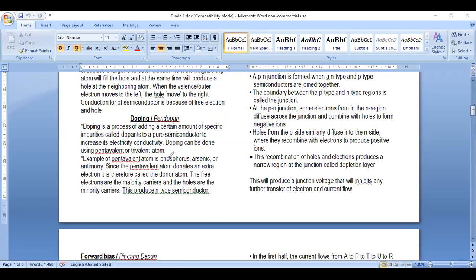When you talk about doping using a pentavalent atom, you must remember this example. Since the pentavalent atom has an extra electron, it donates, so we call it a donor atom. The pentavalent atom acts as a donor atom. Because of that, the free electron becomes the majority charge carrier, and holes are the minority. That means they have more electrons compared to holes. That's why they call this an N-type semiconductor.